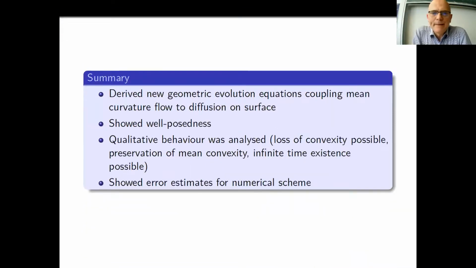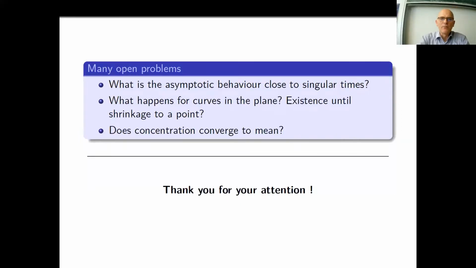Okay, let me sum up. We derived a new geometric evolution equation coupling mean curvature flow to diffusion on the surface. We showed well-posedness. We analyzed the qualitative behavior. Loss of convexity is possible, at least when you have surfaces. For curves this would not be the case, so a curve would stay convex. We have preservation of mean convexity. Infinite time existence is possible, and we showed error estimates for the numerical scheme, which was also used to illustrate the results. So there are many open problems.